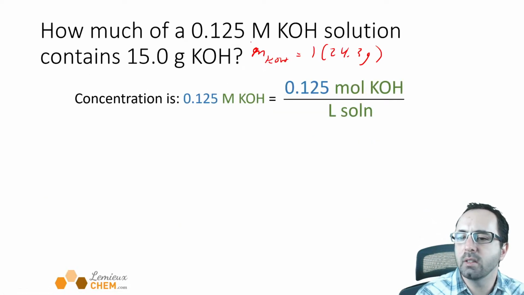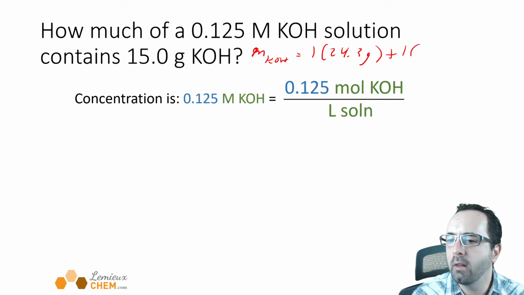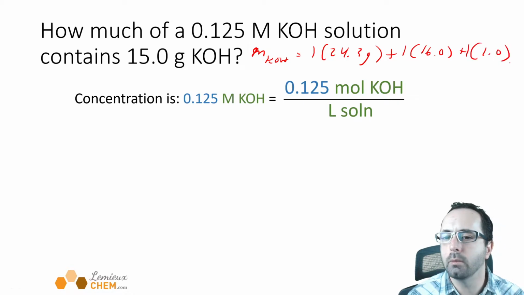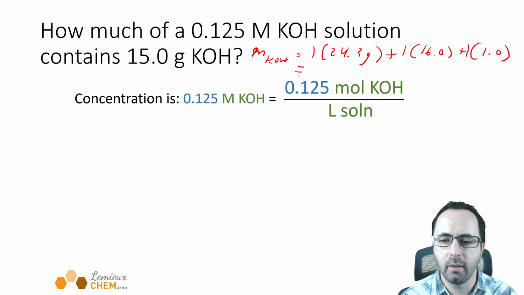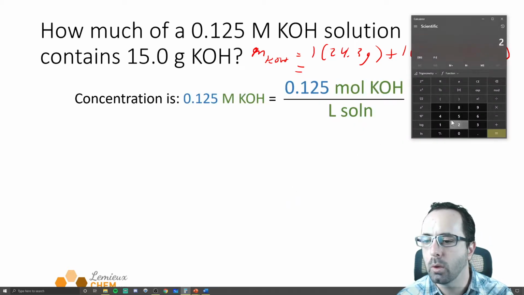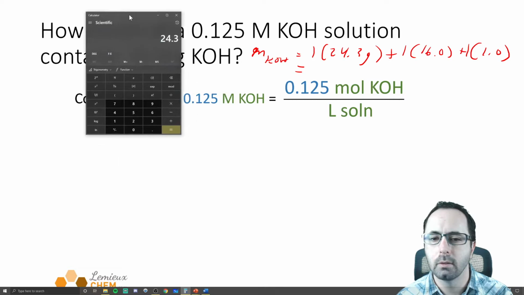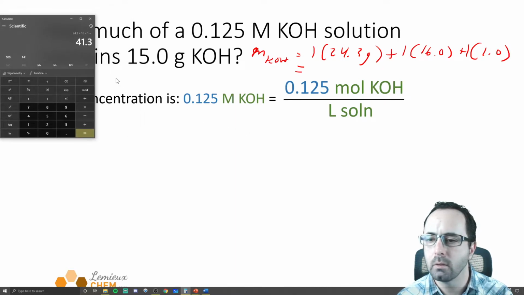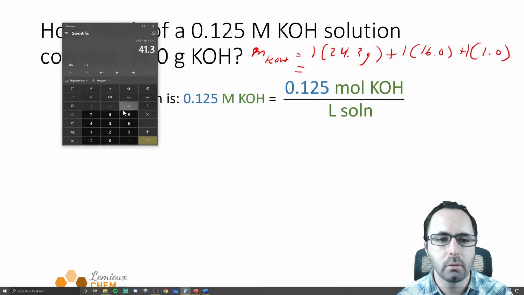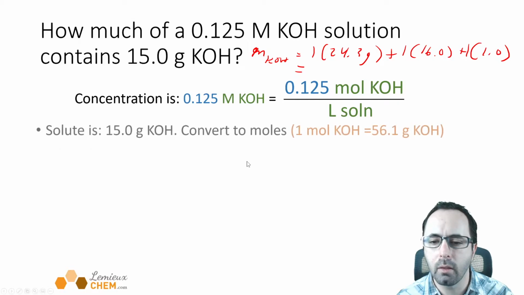So we have 1 times 24.3 plus 1 times 16 plus 1 times 1.0. And so if we add those together, we're going to get a molar mass of 24.3 plus 16 plus 1, and that's going to be KOH, yeah, 41.3.